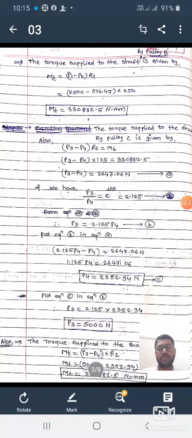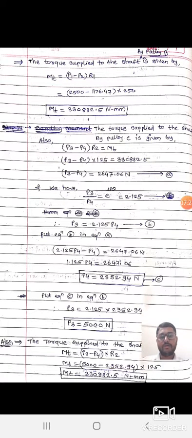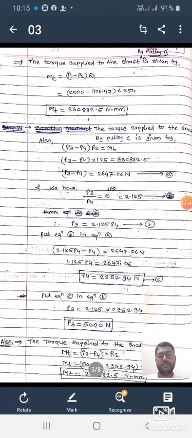Again put this equation C in equation B, and we can get the answer for P3, which is equal to 5000 Newton. The next step is the torque applied to the shaft, that is MT. We know that it is P3 minus P4 into R2. We put the values of P3, P4 and R2 and we get the torque applied to the shaft MT equal to 330,882.5 Newton mm.